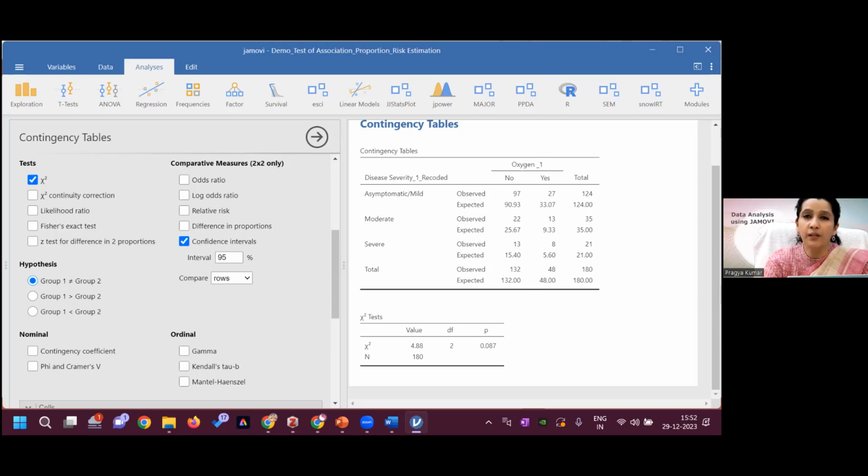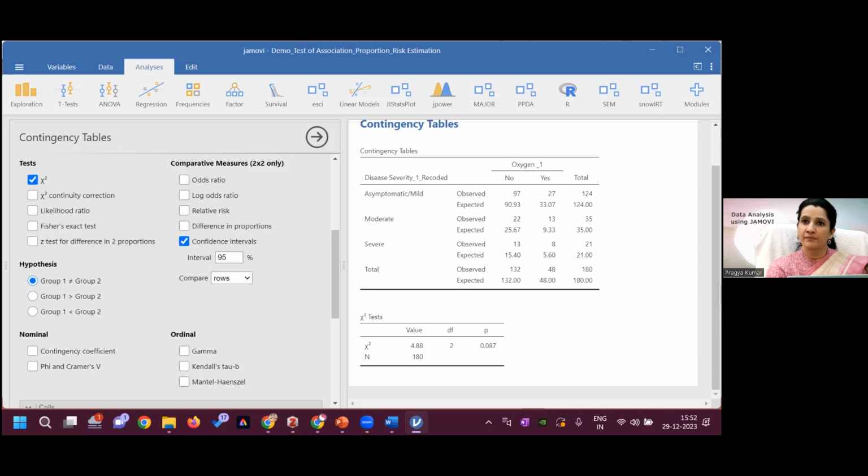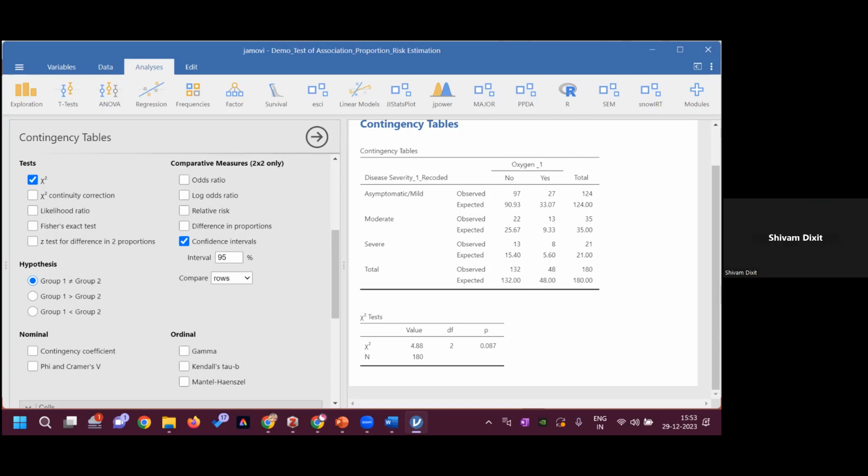Then I'll come to the effect size. Any yes, no? Ajay is writing yes. Yes, ma'am. Okay. Shivam, you have understood now? Okay, okay. Thank you, Shivam.